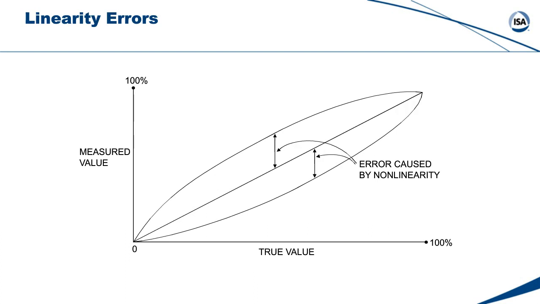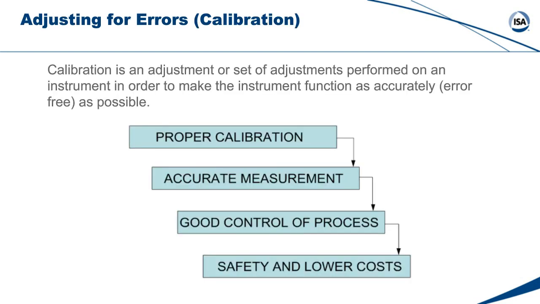Linearity errors exhibit the behavior shown here. This type of error is usually due to physical damage to the transmitter and usually cannot be corrected by calibration. Replacement or repair of the transmitter or correcting installation issues may be the only options. Calibration is simply the adjustment or set of adjustments that are performed on an instrument to make the instrument function as accurately or error-free as possible. As is shown here, good control of the process is only possible with accurate measurements, and accurate measurements are only possible with proper calibration of the instruments.